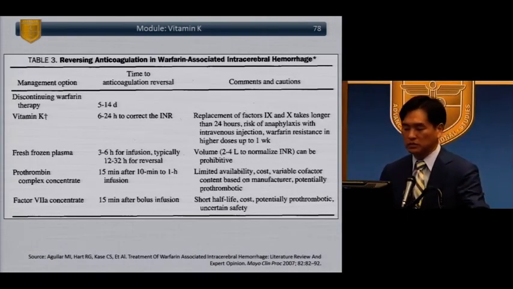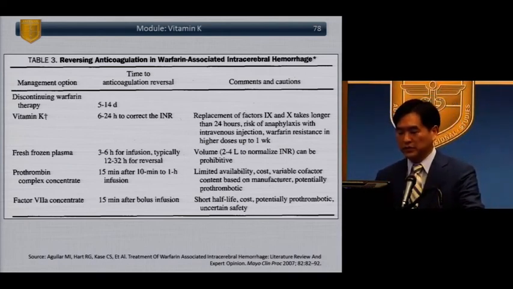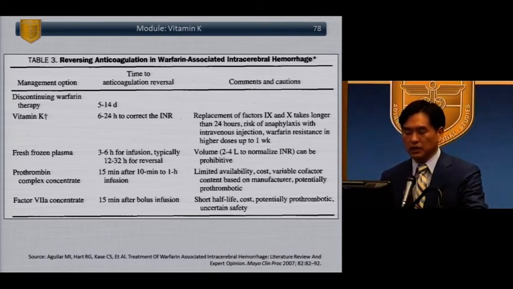Okay, so how to reverse warfarin, especially if there's associated intracerebral hemorrhage. So this is people who have bleeding CVAs, right? If you stop warfarin, it normalizes in 5 to 14 days. Vitamin K can give you reversal within 6 to 24 hours. 6 hours is the absolute fastest if you give it IV. If you give it PO, it's going to take a day. Okay?